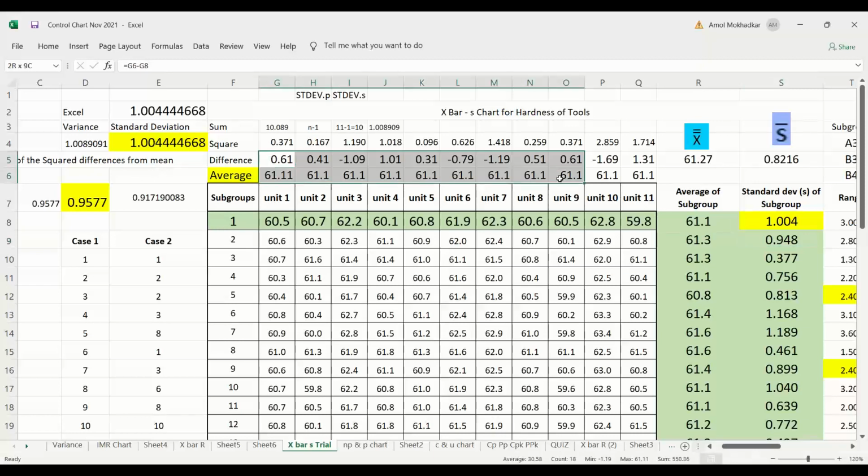Then what is the difference? Difference means this value minus this value, or this value minus this value. So we get a difference here for all 11 values. Then we need to make the square of this one. The difference that came, you need to make the square. This is the square. And what is the sum of all the square differences? The sum of square differences is 10.089. And this is 11 minus 1. How much data is there? Total data is 11 points. So now you need to divide these square differences by n minus 1.